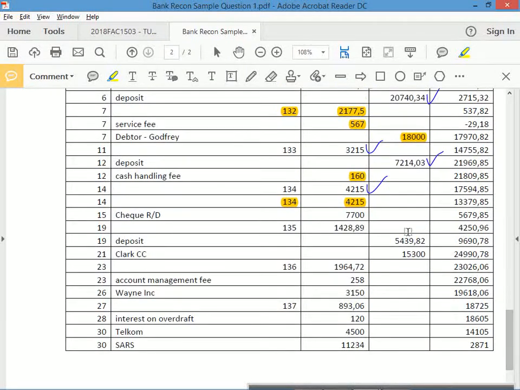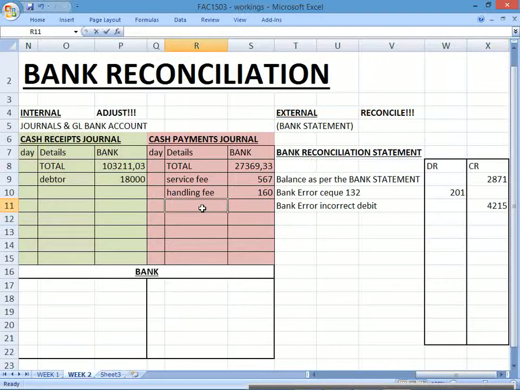Next. Check RD. We spoke about this one. It's a dishonor check. Dishonor checks you can study will always go where? In the cash payments journal. Right, because the receipt would have been captured previously in the cash receipts journal. It didn't go through, so the payment needs to reverse out the previous receipts. But that you can just always remember. Check RD, dishonor checks. Dishonor checks will always go there. How much? 7,700.